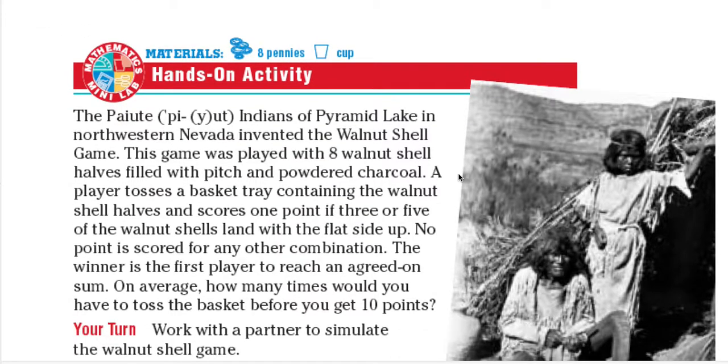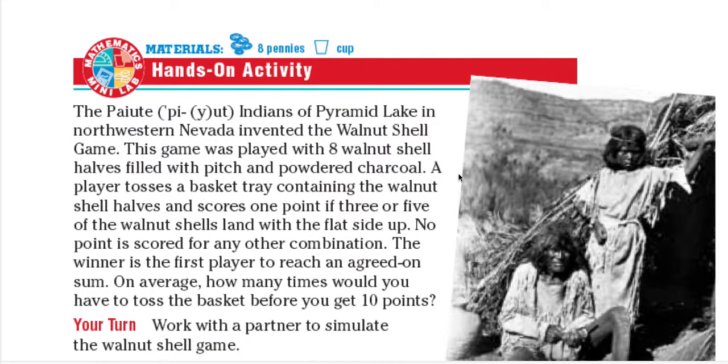Paiute Indians of Pyramid Lake in northwestern Nevada invented the walnut shell game. This game was played with 8 walnut shell halves filled with pitch and powdered charcoal. A player tosses a basket tray containing the walnut shell halves and scores 1 point if 3 or 5 of the walnut shells land the flat side up. No point is scored for any other combination.